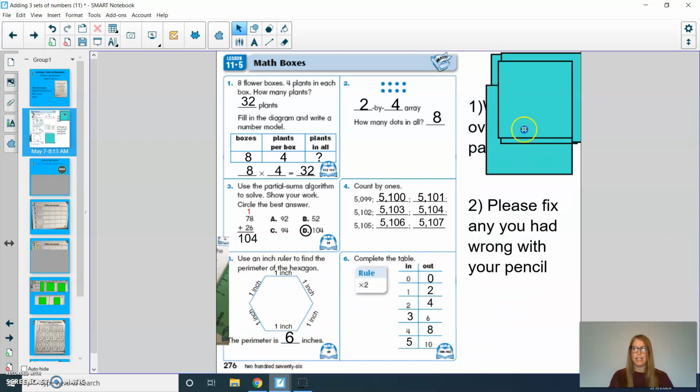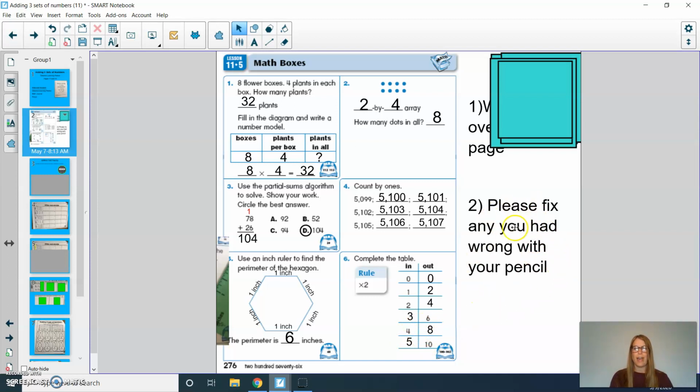For question number 6, our rule is times 2. If our in is 0, then our out is also 0. If our in is 1, 1 times 2, our out is 2. If our in is 2, 2 times 2 is 4. Since I'm given the out 6, I need to do the opposite and divide. 6 divided by 2 is 3. When 4 is my in, 4 times 2 is 8. When 10 is my out, I need to do the opposite and divide. 10 divided by 2 is 5.